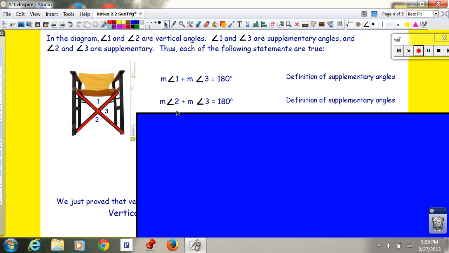Here's another true statement. Angle 2 plus angle 3 is 180. If I add 2 plus 3 together, that also equals 180. That's the same exact reason: they're supplementary angles. Supplementary angles add up to 180, and it tells us that they're supplementary right here.